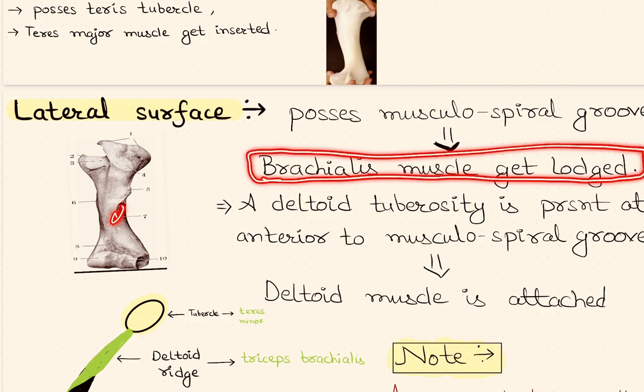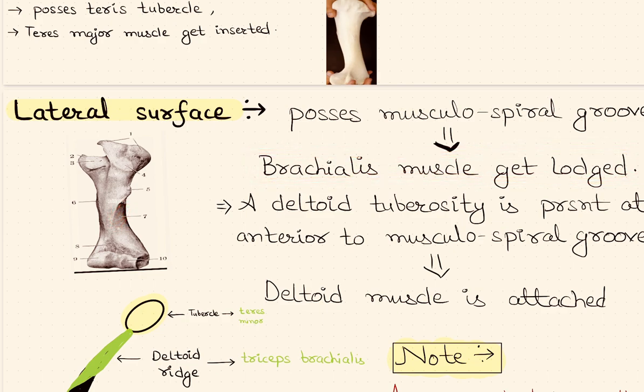Which muscle gets lodged here? Brachialis muscle. I will repeat it for you. The brachialis muscle gets lodged here. Also, this tuberosity is the deltoid tuberosity. And how did I get to know?